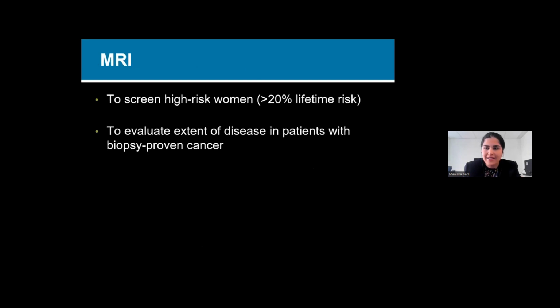The next modality that we'll discuss is MRI, breast MRI. The two primary indications for MRI are high-risk screening in women who have greater than 20% lifetime risk of breast cancer, and extent of disease evaluation in women with biopsy-proven cancer. We'll discuss high-risk screening later. There are also some less common indications for MRI, such as evaluation of silicone implant integrity.